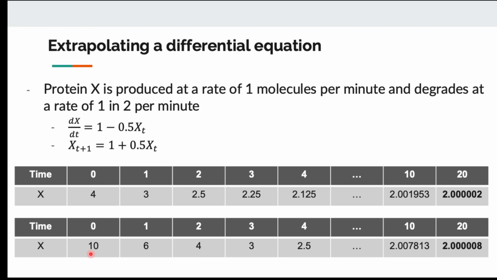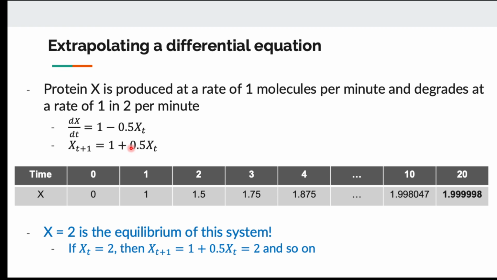Let's look at another situation. Let's say we start with many proteins, 10 proteins. So after the first time step, we lose half, we lose 5, we are left with 5. And we produce 1, so we got 6. And with 6 proteins, we lose 3, and then we produce 1, so we have 4. And then the process repeats. Starting from 4, you get 3, 2.5, everything. And eventually you also reach 2 proteins as an equilibrium. So the fact that you start with different numbers of proteins, but eventually you reach 2 proteins, this is the equilibrium of this differential equation.